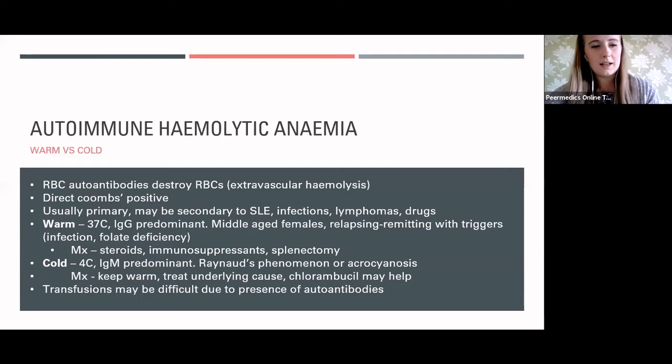Again, you can't really read into why it happens and the mechanics of what's happening at the cellular level, but just generally remember the warm type happens at roughly room temperature. It's IgG predominant, tends to happen in middle-aged females, and you have this relapsing remitting pattern of them being absolutely fine and then having these attacks if they've, for instance, gone into folate deficiency or infection. You'd manage it with steroids just to immunosuppress, or stronger immunosuppressants, and you consider splenectomy if the symptoms are getting particularly bad.